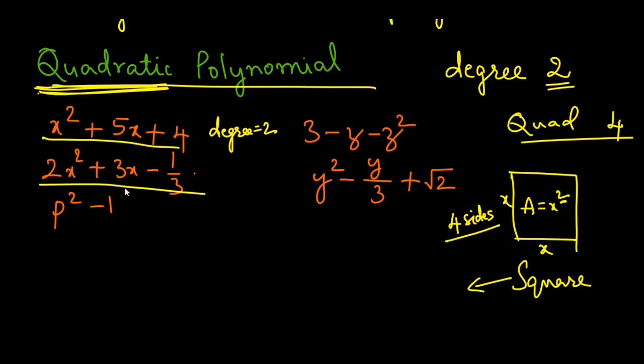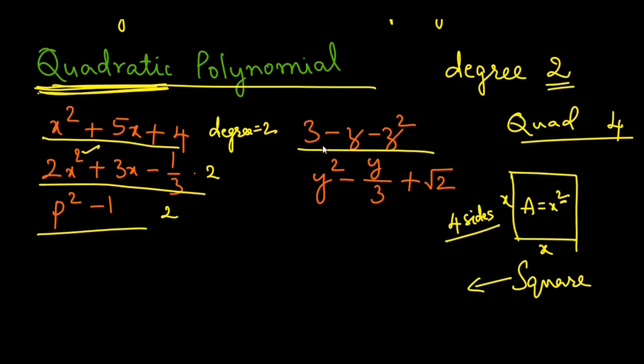2x square plus 3x minus 1 by 3. Here the exponent of the highest degree is 2, so the degree of the polynomial is 2. So this is a quadratic polynomial. p square minus 1. The degree is 2. So this is a quadratic polynomial.